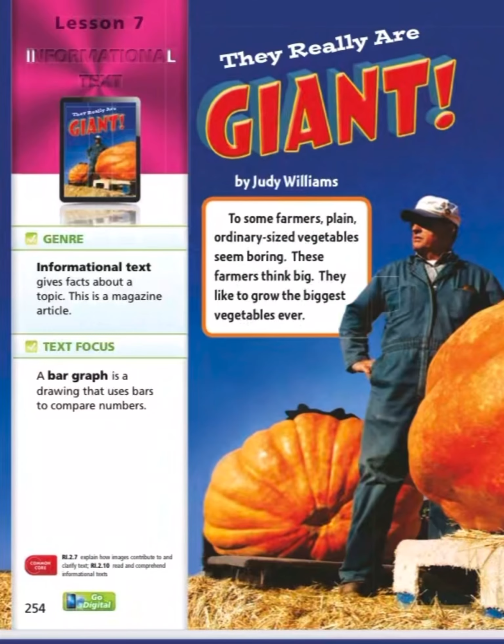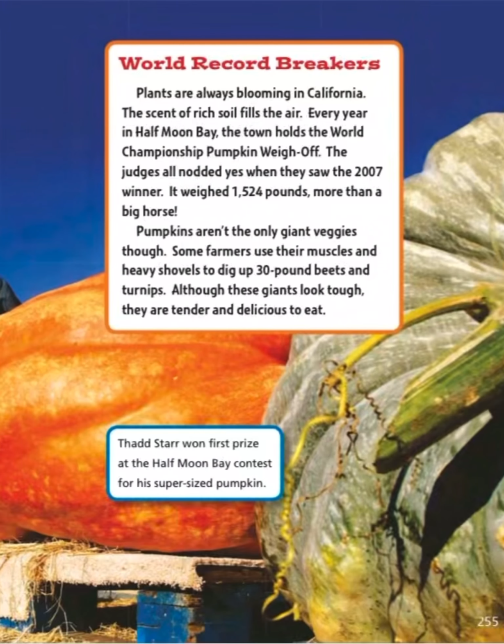They Really Are Giant by Judy Williams. To some farmers, plain ordinary-sized vegetables seem boring. These farmers think big. They like to grow the biggest vegetables ever. World record breakers. Plants are always blooming in California. The scent of rich soils fills the air. Every year in Half Moon Bay, the town holds the World Championship Pumpkin Weigh-off. The judges all nodded yes when they saw the 2007 winner.